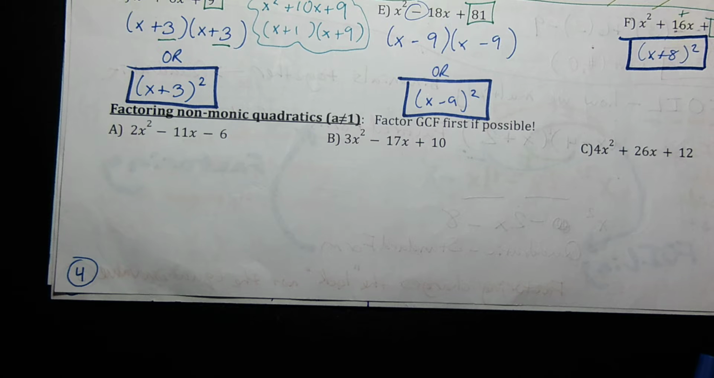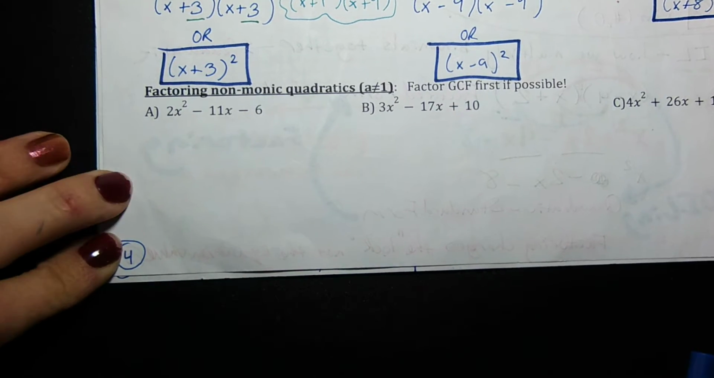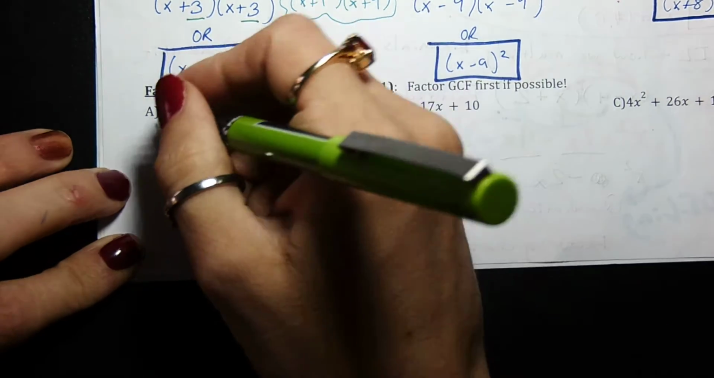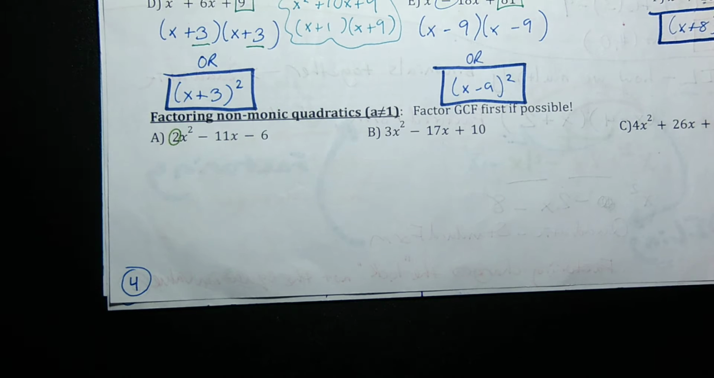All right, folks, so we are starting at the bottom of page 4 in your notes. And the first thing we want to do is identify that A is a non-monic because there is a 2 in front of our x squared.